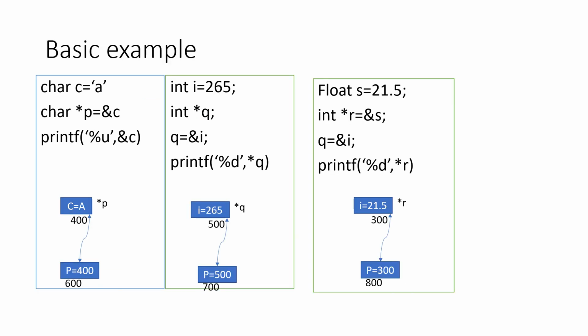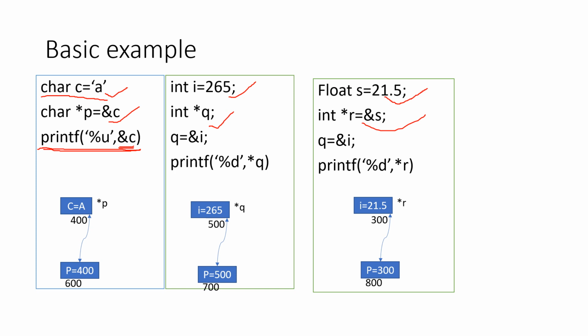Next, I have taken one small example. Here I have taken one character variable. This is the normal variable and this is the pointer variable. Here an integer normal variable and an integer pointer. Here a float normal variable and a float pointer. So what am I doing here? If I am going to print the address of c, what is it going to print?